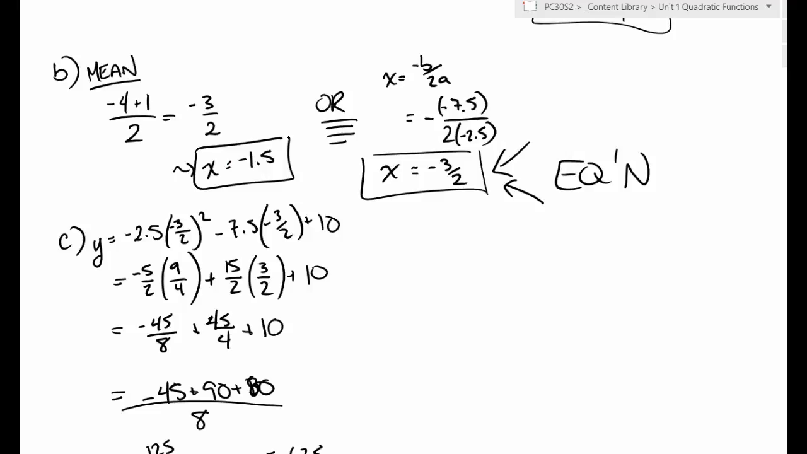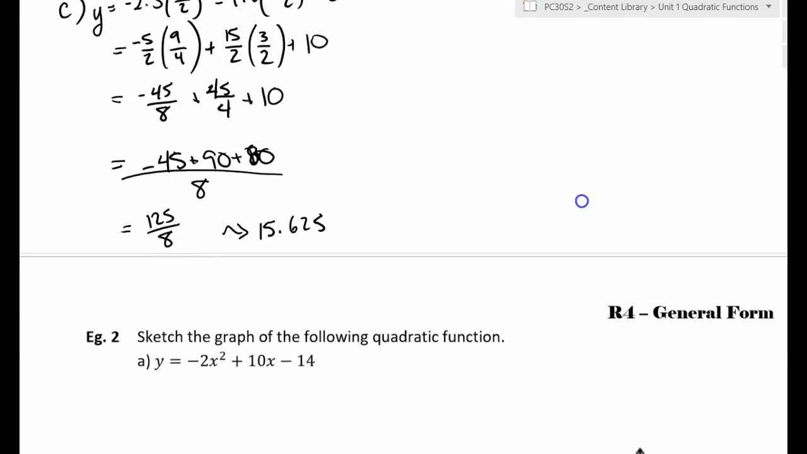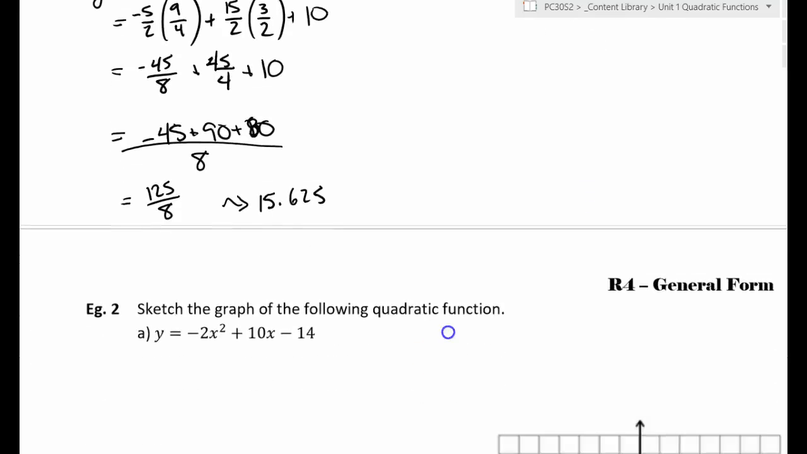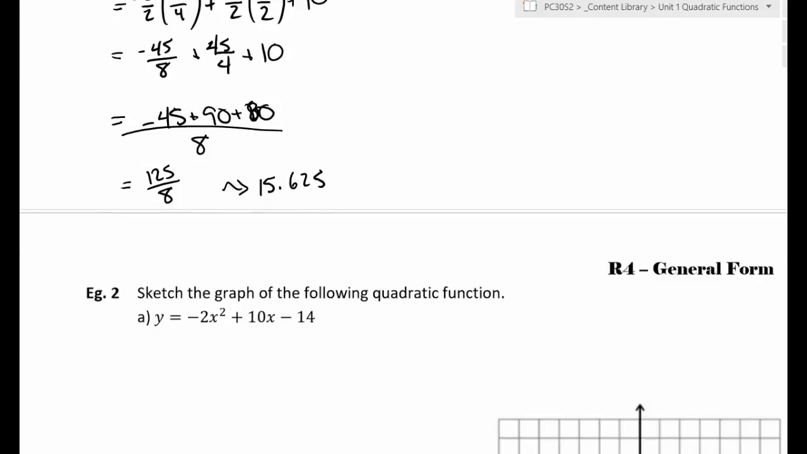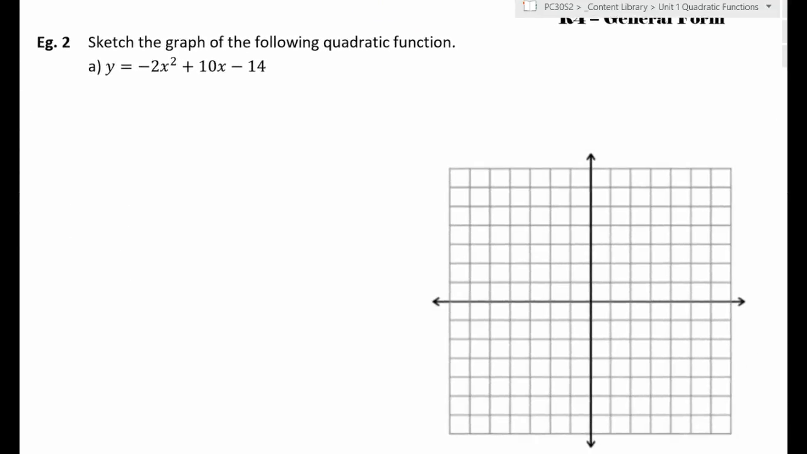All right, so those are all our steps. I know we blew through that kind of quick. The key thing will be to practice and use that information in the next example to actually put your parabola on a graph now.